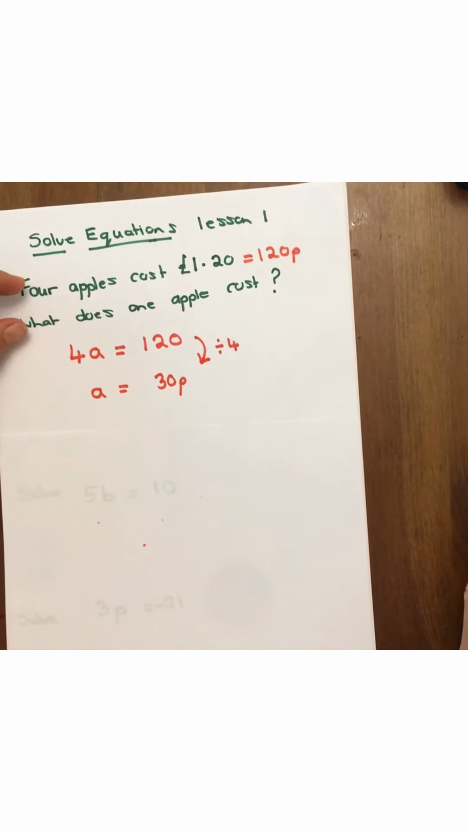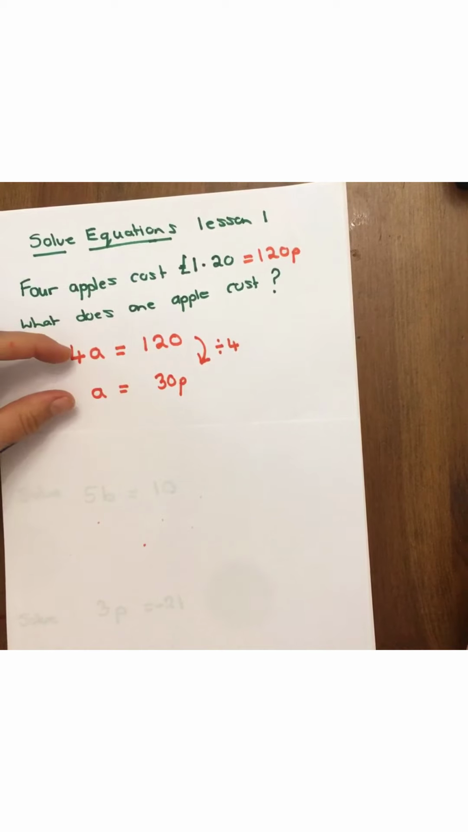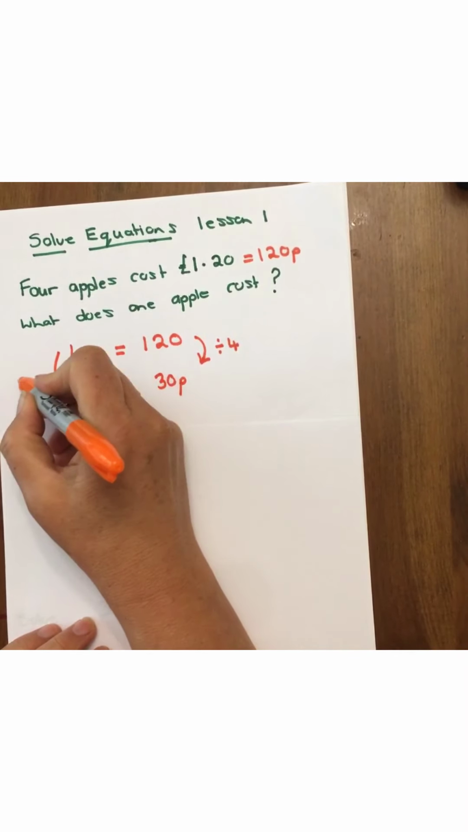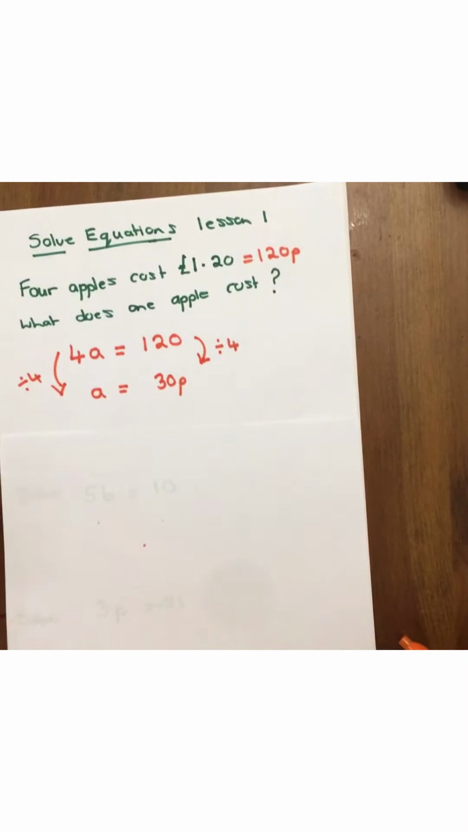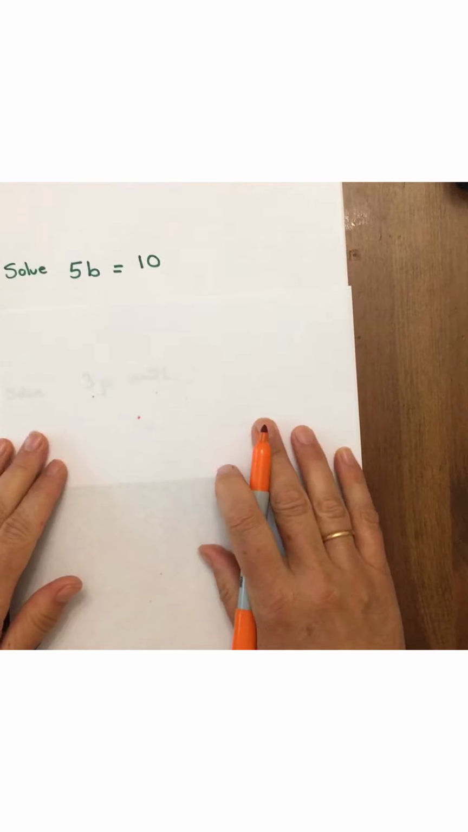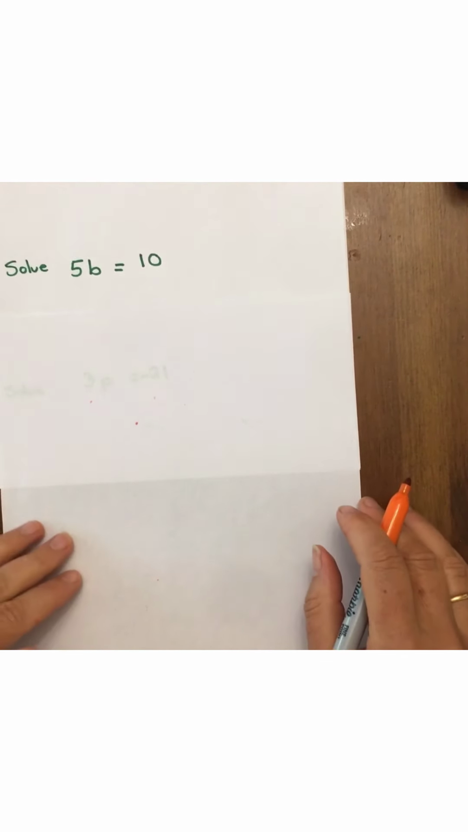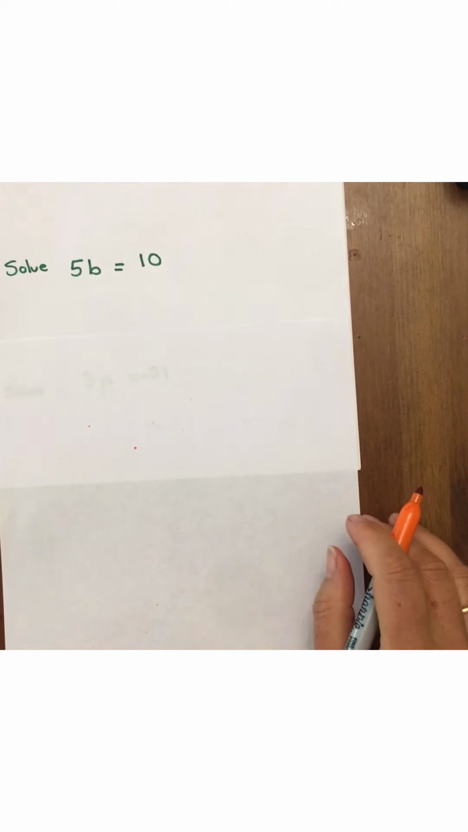So I've made this problem into a solving equations algebra problem. The opposite of timesing by 4 is to divide by 4. So I've divided by 4 on both sides because 4a divided by 4 is just 1a. So this is what I'd like you to write in your books. I want you to write this example here. Solve 5b equals 10. You want to work out the value of 1b.